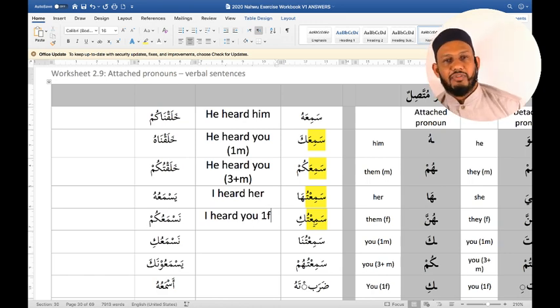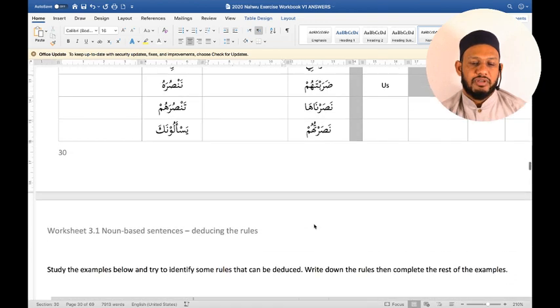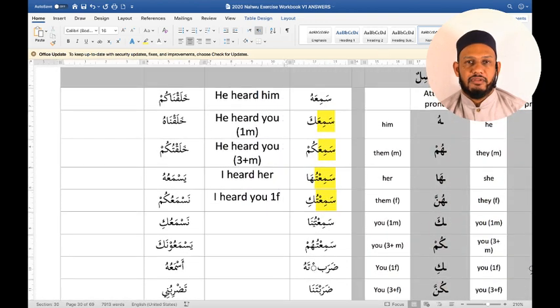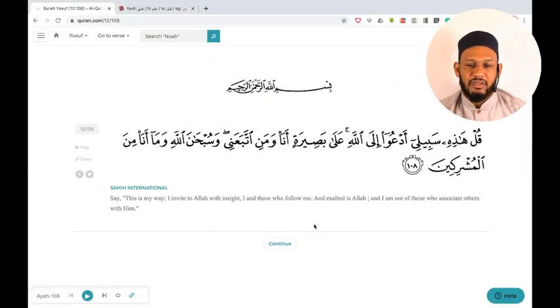Okay. So attached pronouns are probably the most common thing you'll see in the Quran. Your homework is to finish worksheet 2.9. And also when you're reading Quran this week, try to listen out for attached pronouns. Whenever you open the Quran, you're going to find an attached pronoun.